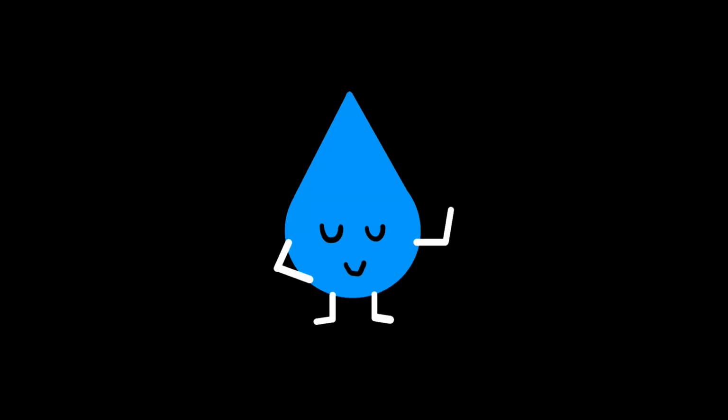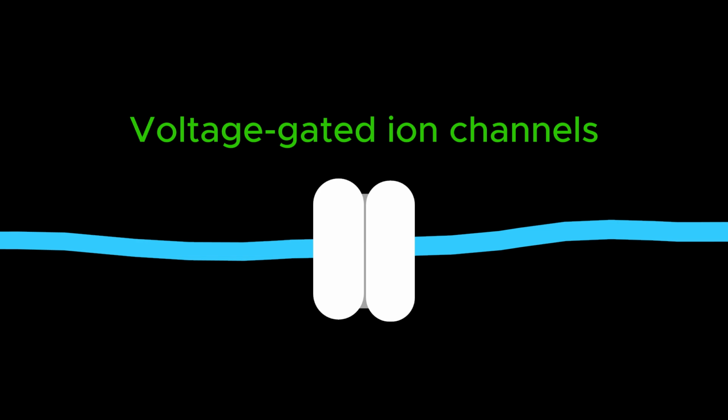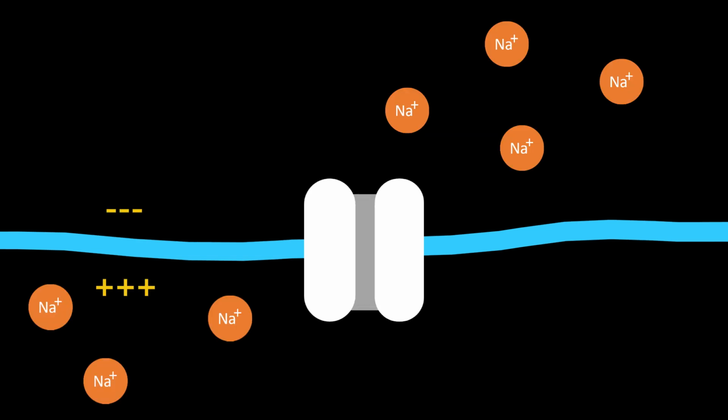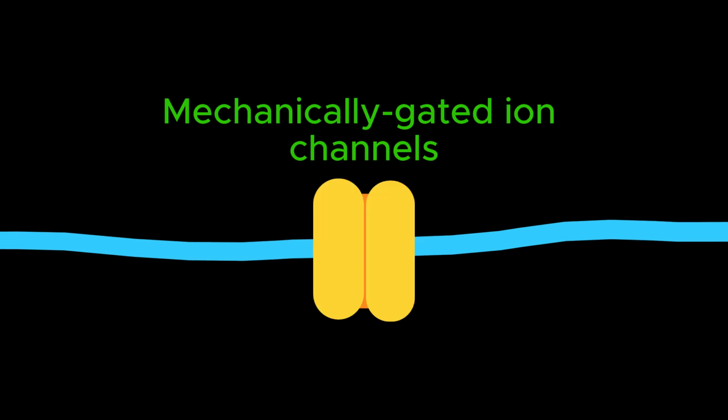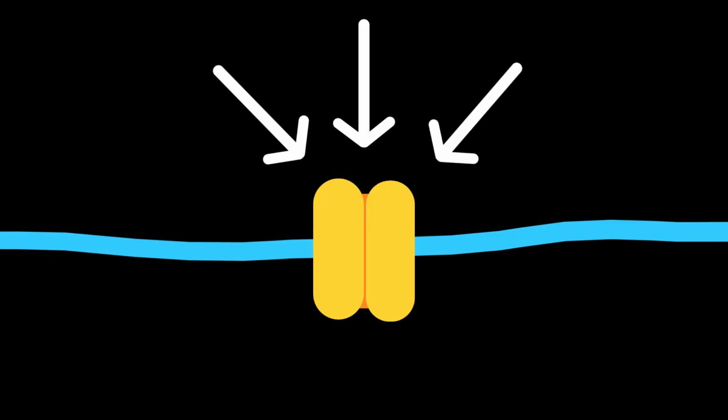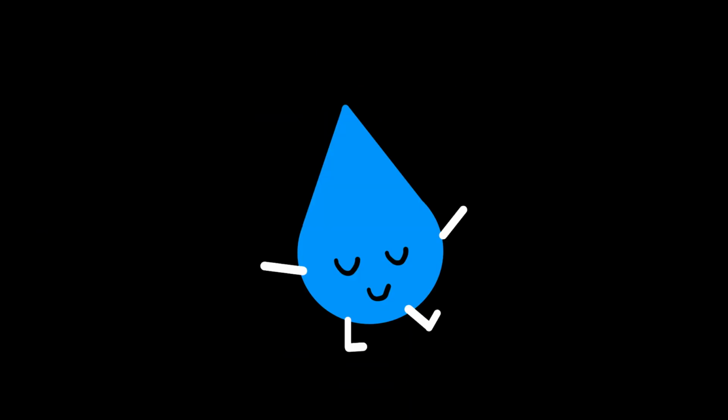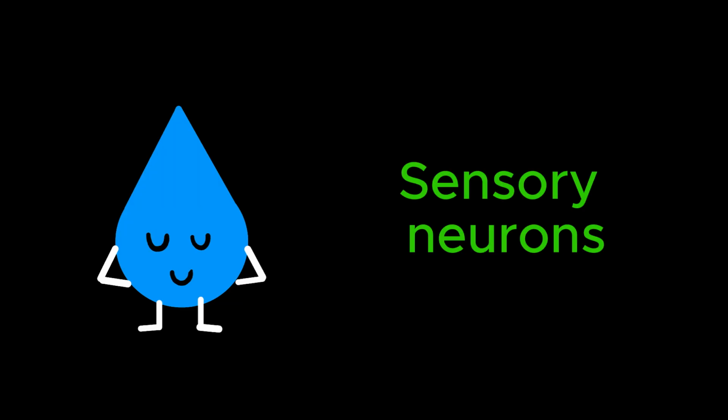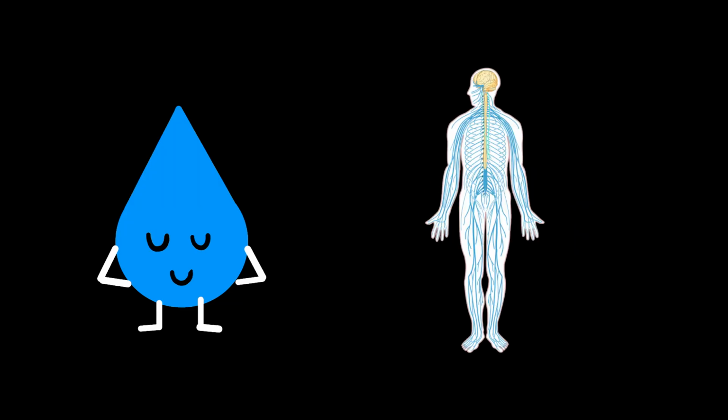There are other types of channels. Voltage-gated ion channels open when there is a change in electrical charge, and mechanically gated ion channels open in response to physical force. These stimuli can be felt by sensory neurons. This impulse is then passed down the spinal cord and then to the brain, where the stimulus is perceived as pain.